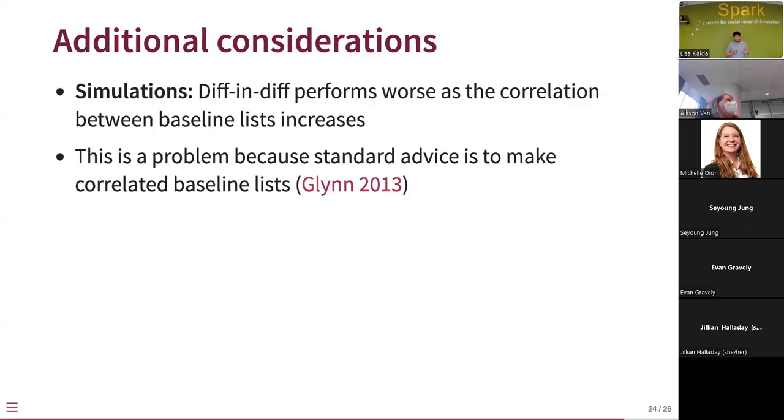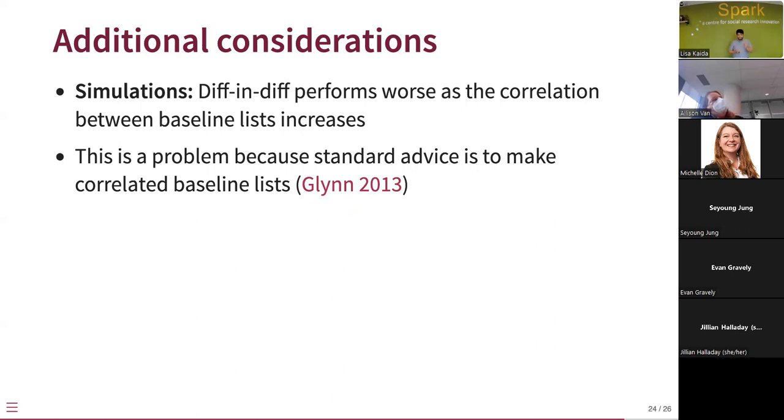Some additional considerations that are coming from doing more simulation work with this. This difference in difference test is very straightforward, but it tends to perform worse as the correlation between baseline lists increases. That means that if you try to make your two baseline lists very similar, and people usually want to do that because they want the results not to depend on the way they constructed the lists, but on the sensitive item.